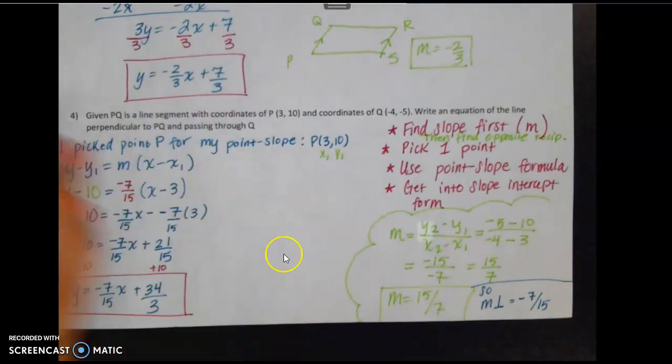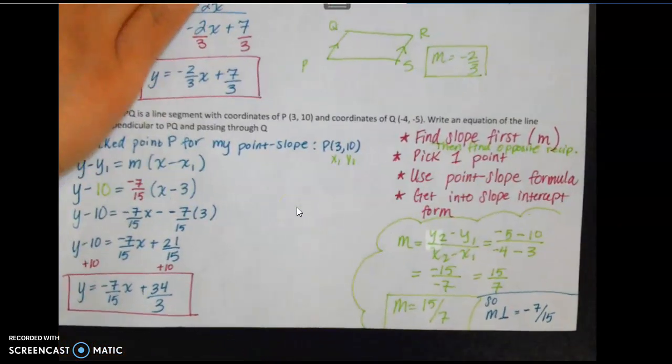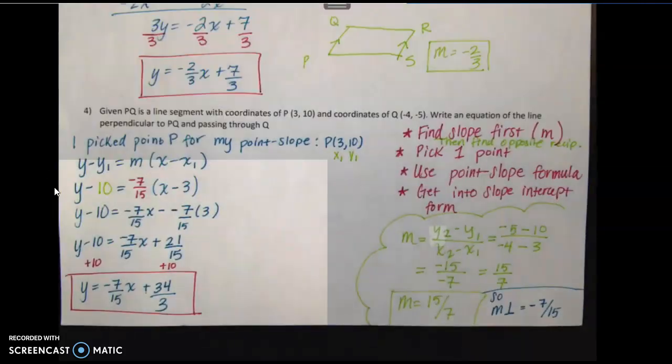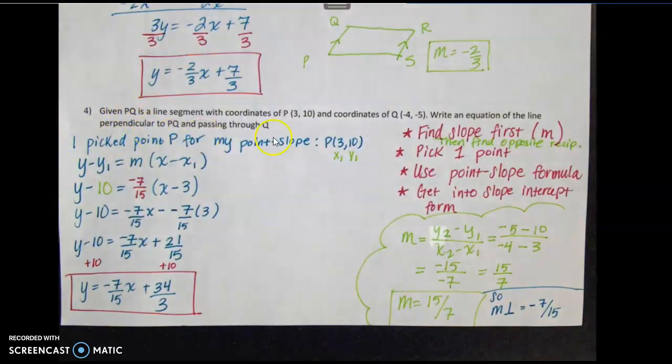For number 4, given PQ is a line segment with coordinates P at 3, 10 and Q at -4, -5, write an equation of the line perpendicular to PQ. So perpendicular means that we have opposite reciprocals for slopes. So what we're going to have to do is find the slope first of those 2 points. And then what we're going to do is we're going to pick a point.